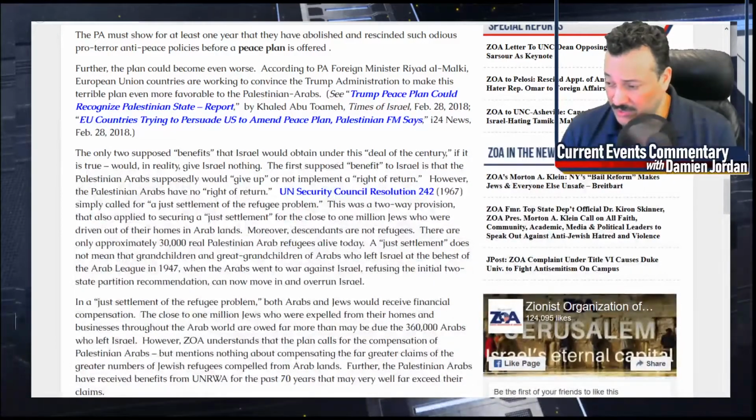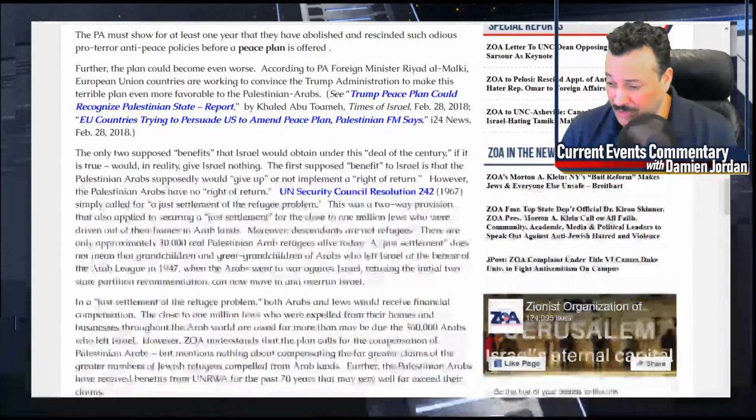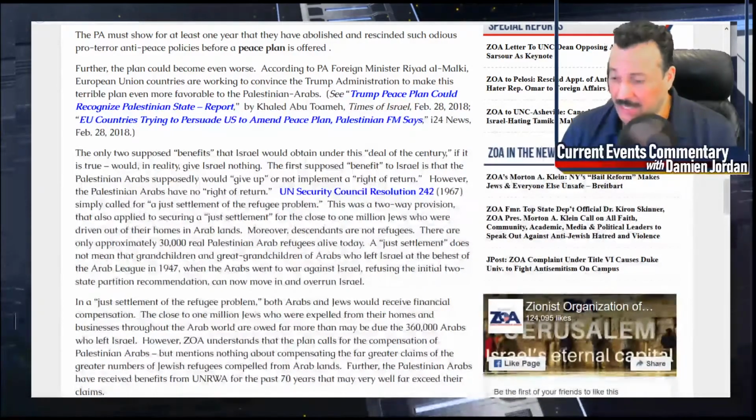Moreover, descendants are not refugees. There are only approximately 30,000 real Palestinian Arab refugees alive today. A just settlement does not mean that grandchildren and great-grandchildren of Arabs who left Israel at the behest of the Arab League in 1947, when the Arabs went to war against Israel, refusing the initial two-state partition recommendation, can now move in and overrun Israel.